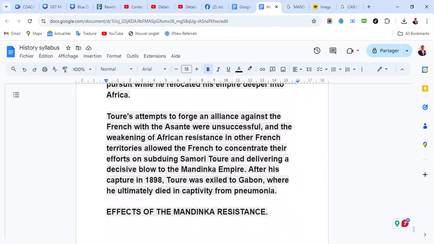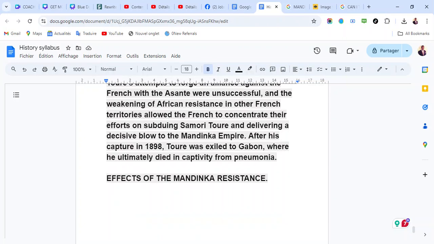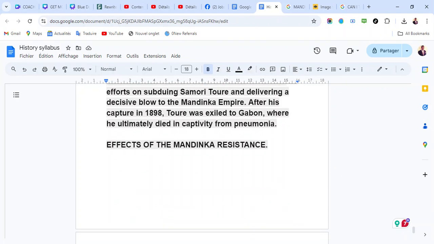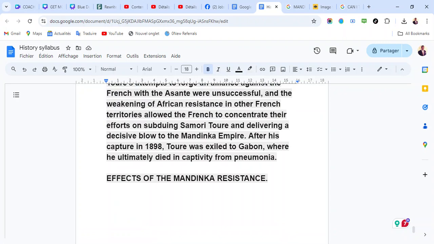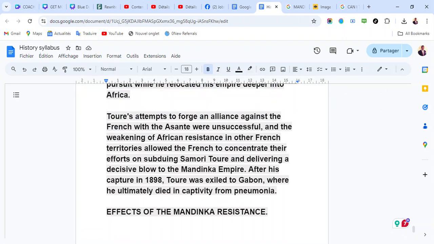deeper into Africa. Touré's attempts to forge an alliance against the French with the Asante were unsuccessful, and the weakening of African resistance in other French territories allowed the French to concentrate their efforts on subduing Samori Touré and delivering a decisive blow to the Mandinka Empire. After his capture in 1898, Touré was exiled to Gabon, where he ultimately died in captivity from pneumonia. So those are the causes of the Mandinka resistance.